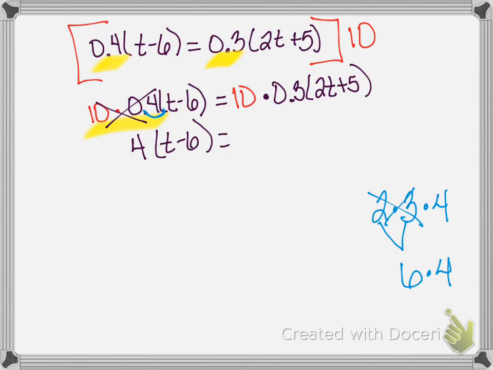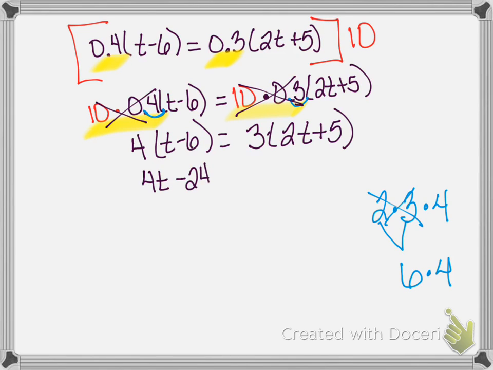Okay? The same is true here. 10 times 0.3, or 10 times 3/10, I move my decimal over 1 spot. And when I do that, I've dealt with the 10 times 0.3. So it's 3 times 2t plus 5. Okay? We know how to solve this at this point. 4 times t is 4t. 4 times negative 6 is negative 24. 3 times 2t is 6t. 3 times 5 is 15.